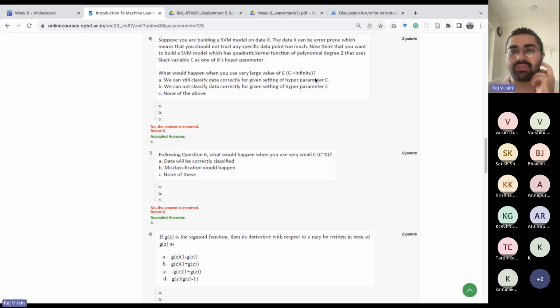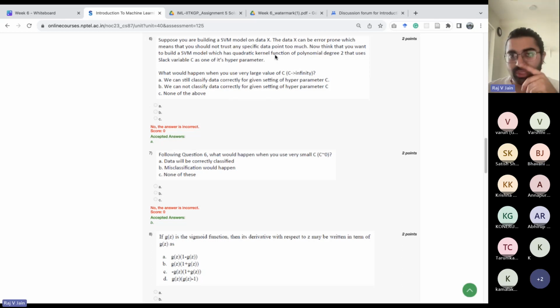So what does a large value of C cause the SVM to do? When the C value is large, the penalty or tolerance value will be small, or the regularization parameter will be small. So in that case, the model will be overfitting. When it is overfitting, it means that it can still classify the data correctly for any given data set.